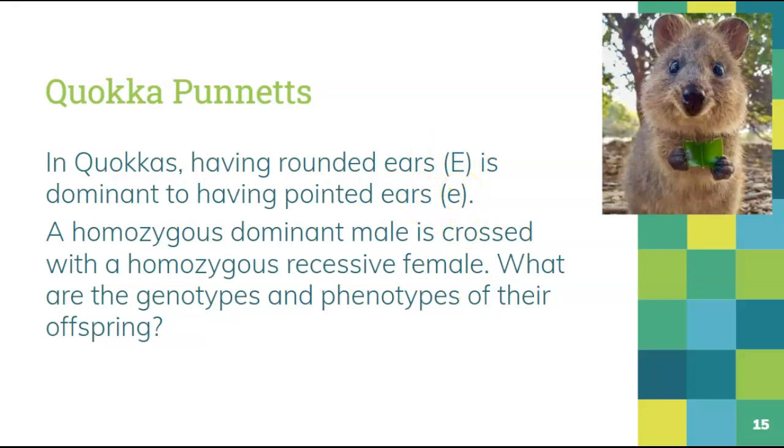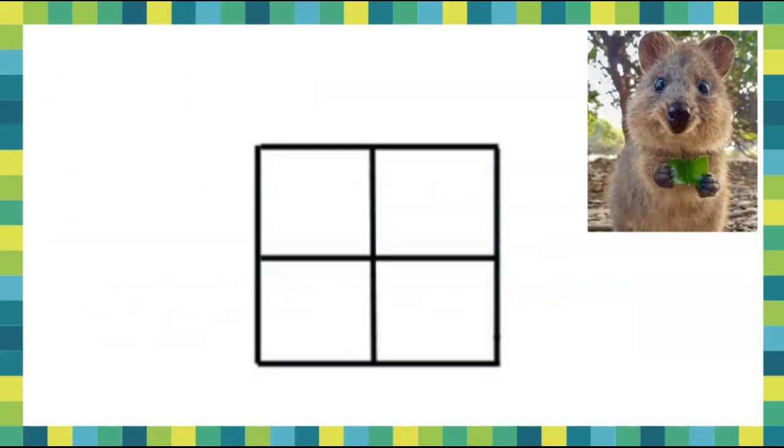And so here's our mating. Here's our thing. A homozygous dominant male is crossed with the homozygous recessive female. Okay, so they mate. What are the genotypes and phenotypes of their offspring, aka their baby? So let's set it up. Here's what our Punnett square looks like.